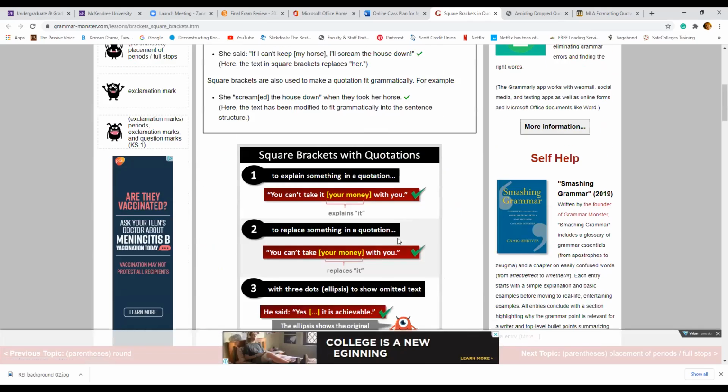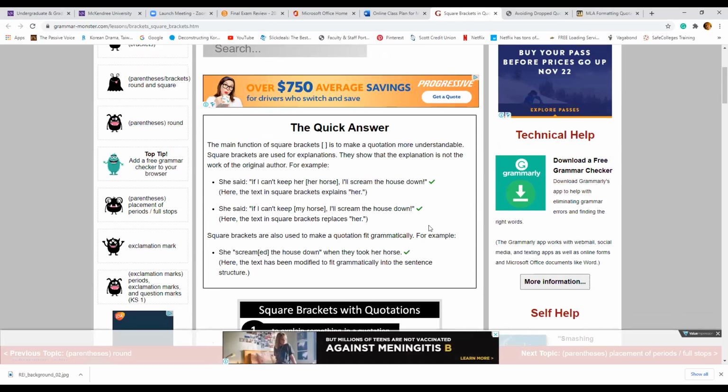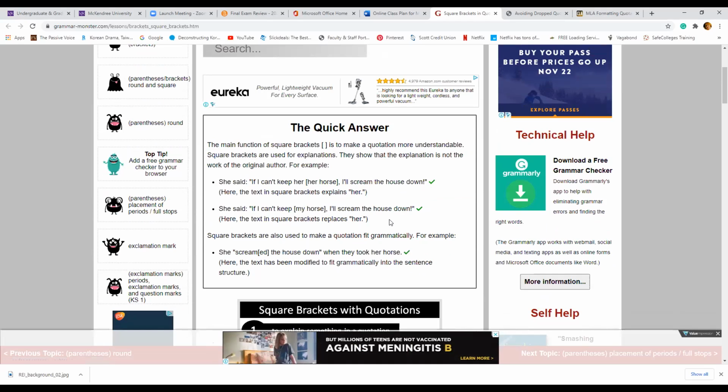Also, if you have a foreign word and you need to define it, another thing you can do is put in square brackets after the foreign word a translation in the language that you're writing the paper in. So ellipses and square brackets are useful tools to help you manipulate quotations and make it easier to put them in your paper correctly.